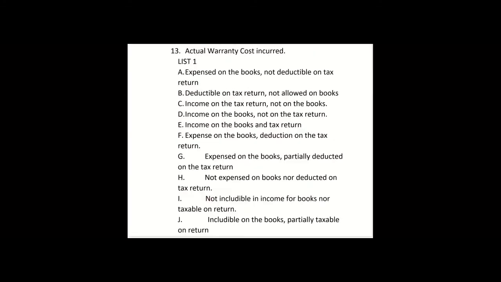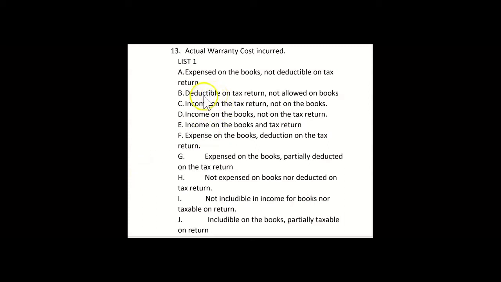Number 13, actual warranty cost incurred. So this is how much you spent as a manufacturer to fix broken products that have already been sold. And this is similar to number 12, where the IRS has specific rules as to when you can deduct warranty costs, and so does financial accounting. They tell you specifically when you expense warranty expense. And you do it on the books in order to match against revenue, same as what we said for bad debts. So the actual warranty cost incurred is not the estimate. The actual warranty cost is what you spent. So that's going to be your tax deduction, but that's not allowed on the books.